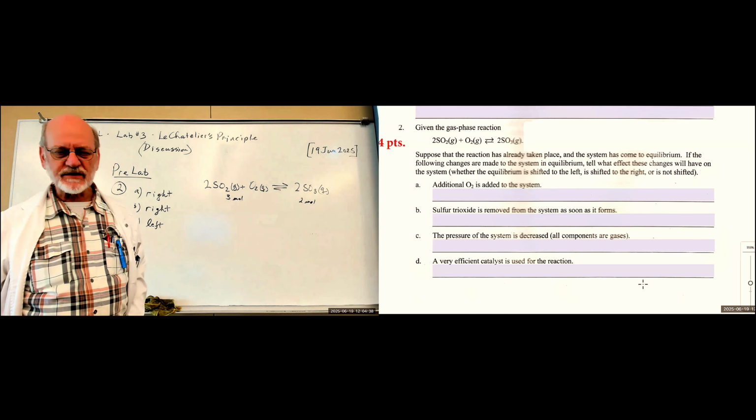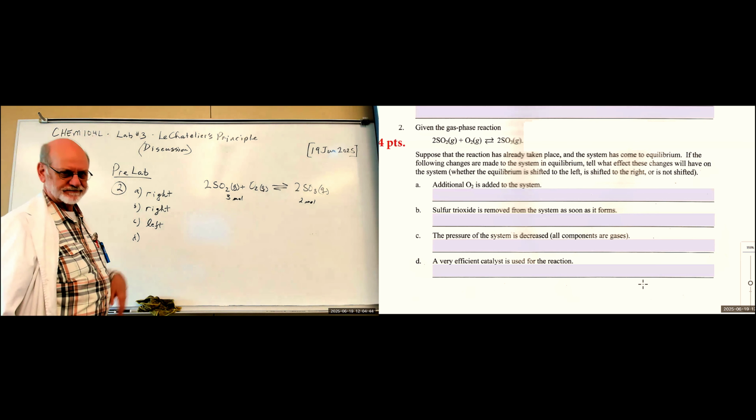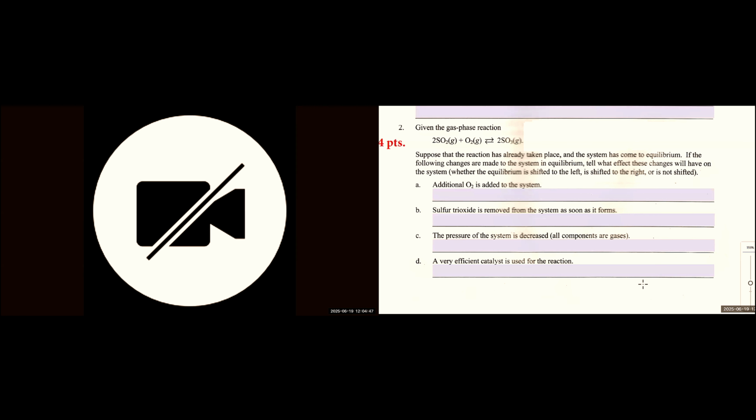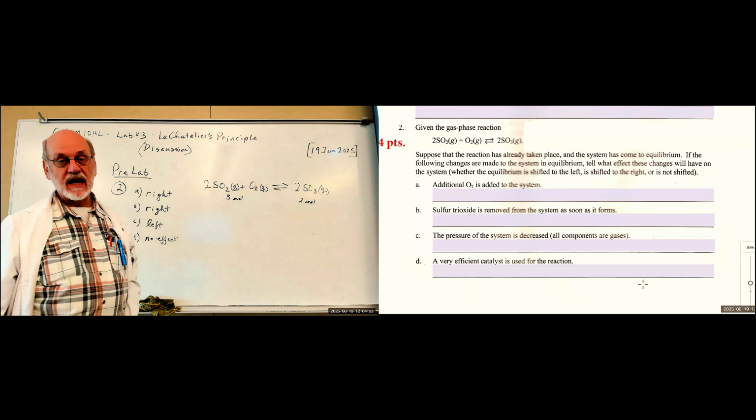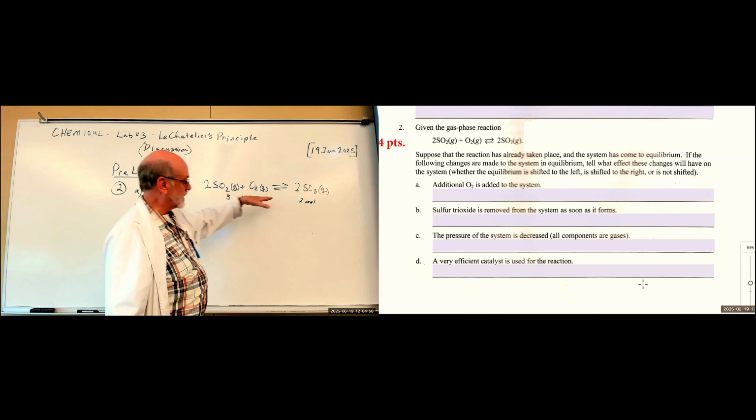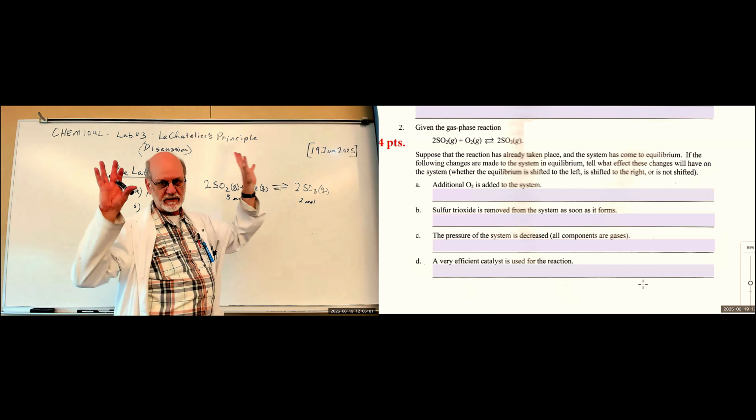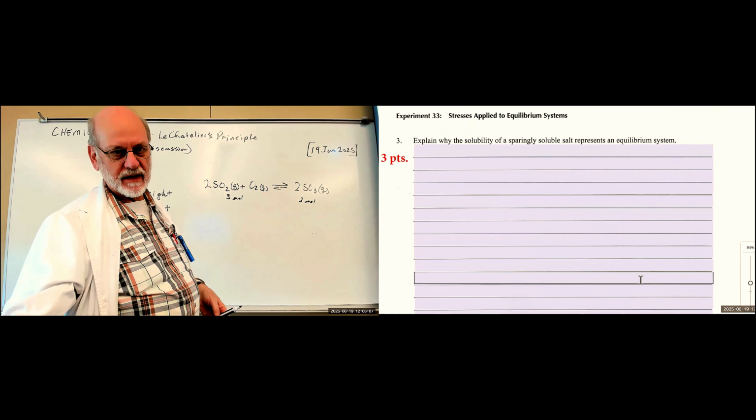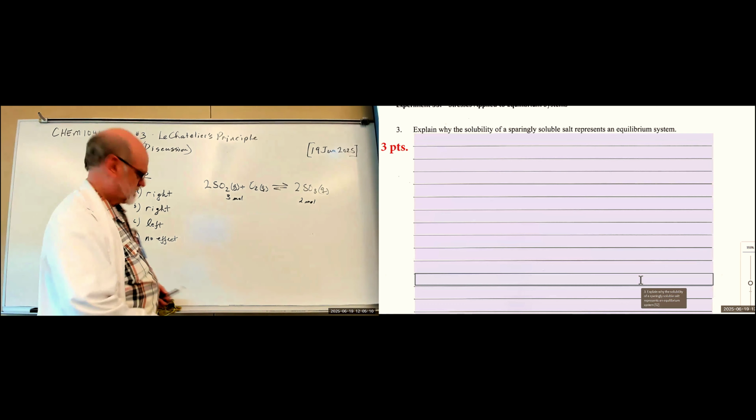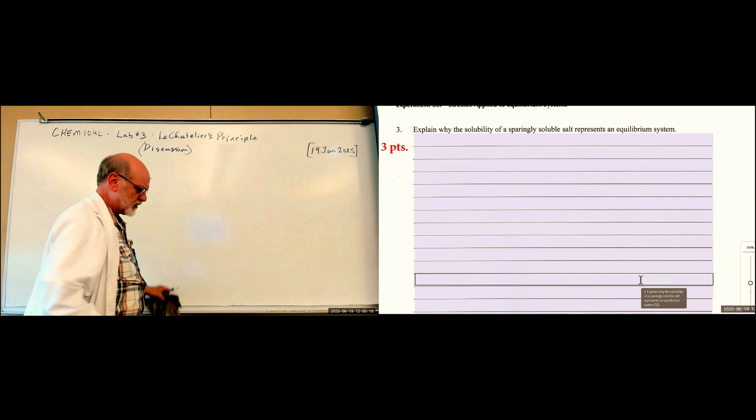And D, a very efficient catalyst is used for the reaction. What effect will that have on equilibrium? None. Zero, right? No effect. Now, the equilibrium processes underneath will be much faster, but the balance will be the same. Won't change at all. All right, let's see, 3. Answering these pre-lab questions should help you with post-lab questions too.